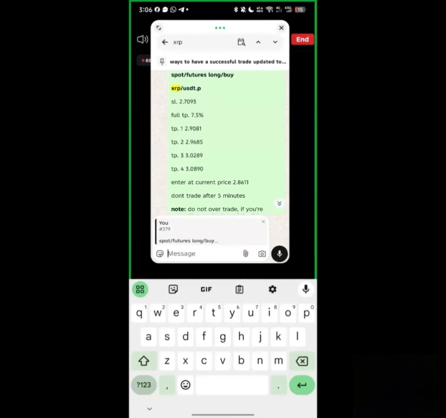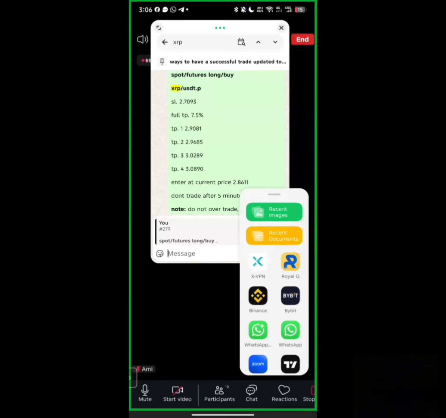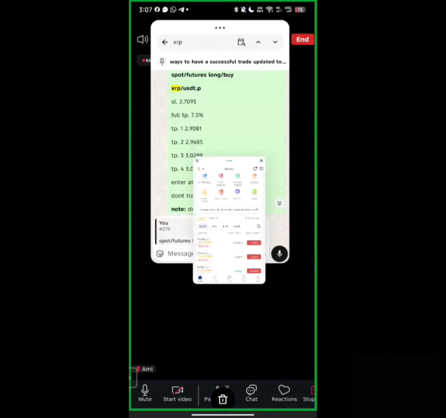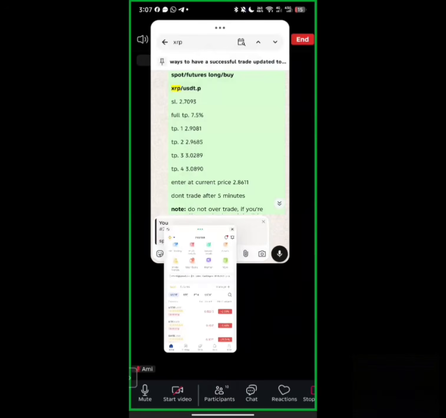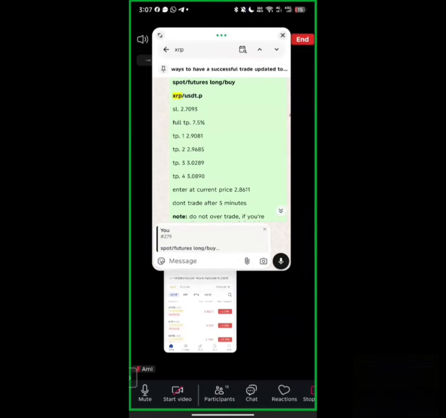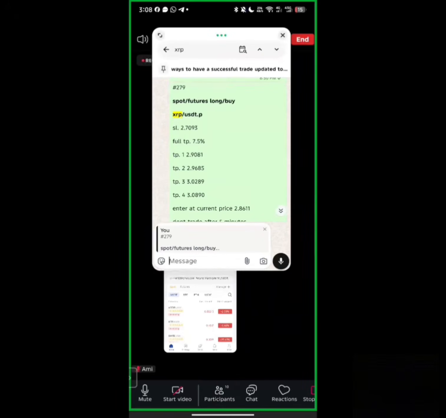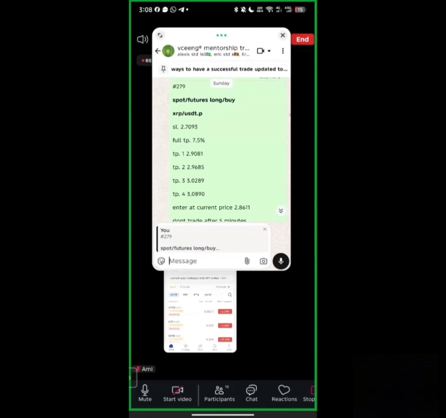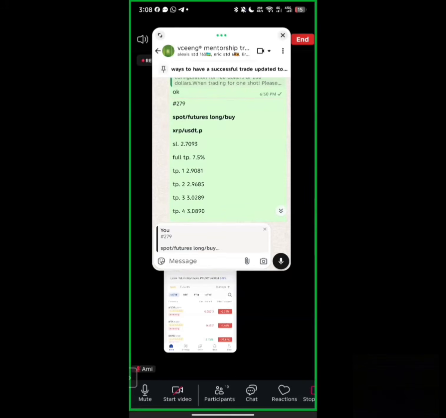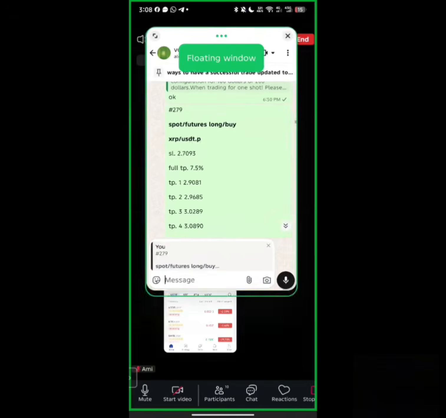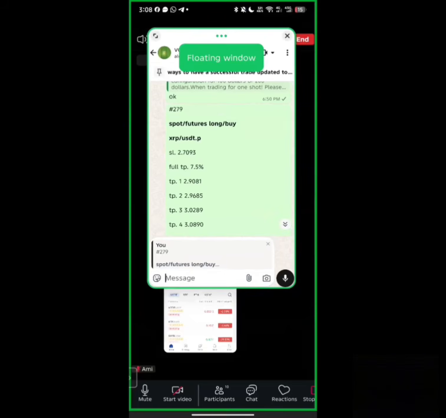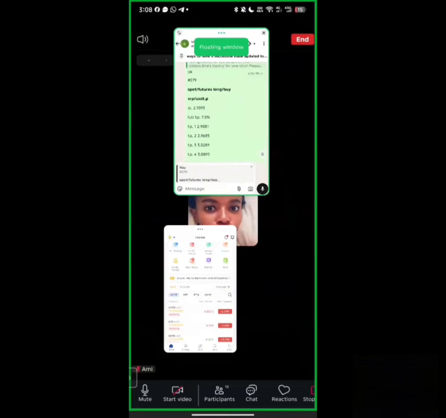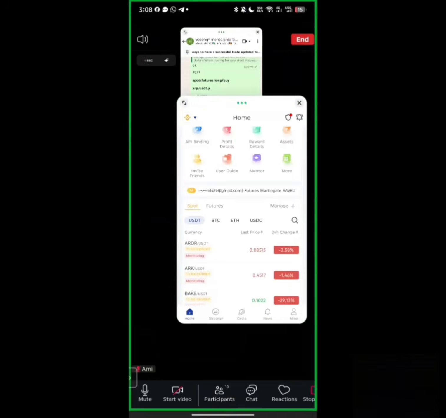Okay, so a signal is sent for XRP USDT, and the signal says spot and futures long or buy. When you get such signals, it means that the signal is saying that you should long the market, because there are two sides to the market. We have the long and we have the short, just like you can see here in the market.